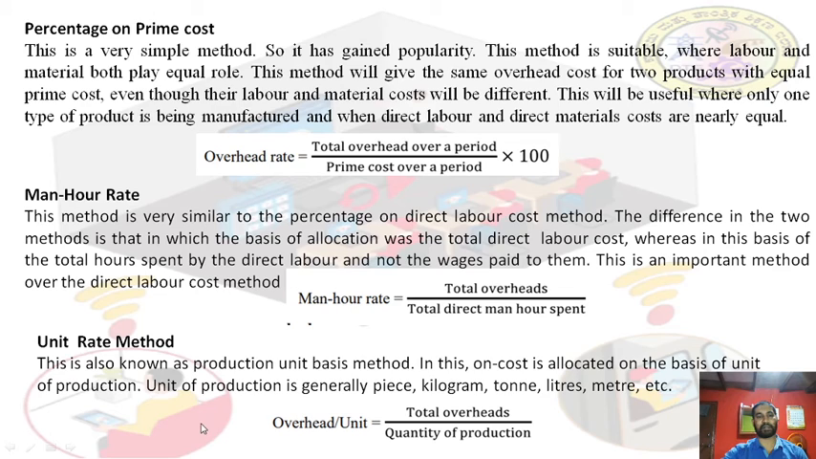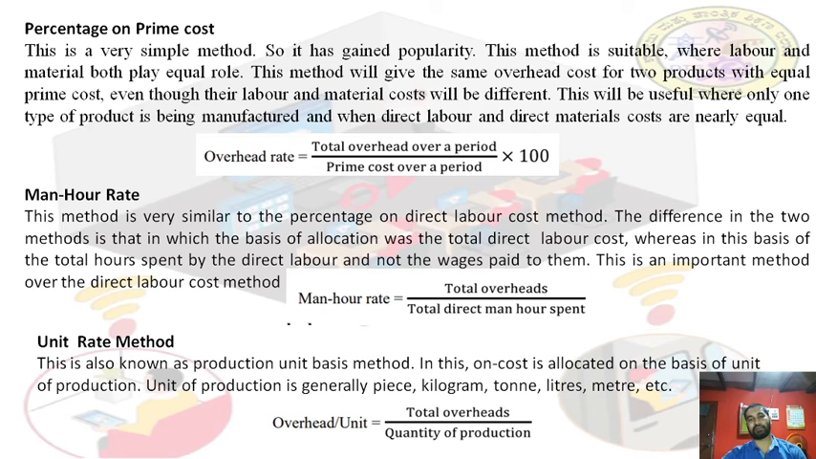Next one is unit rate method. In unit rate method, the overhead is allocated on the unit of the component. For example, per kg or per liter, per gram or per ton, per meter, per piece. So if one piece is manufactured, then some overhead expenses will be allotted. If some kg of product is manufactured, then some percentage of overhead charges will be allotted, like this.